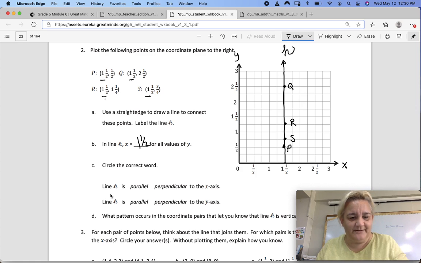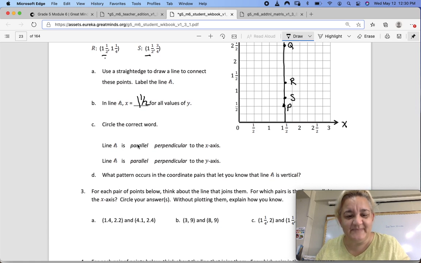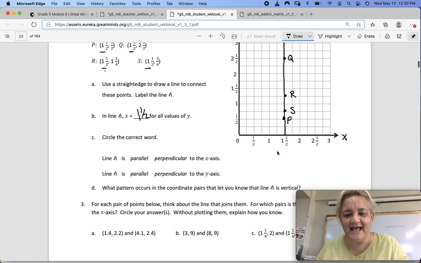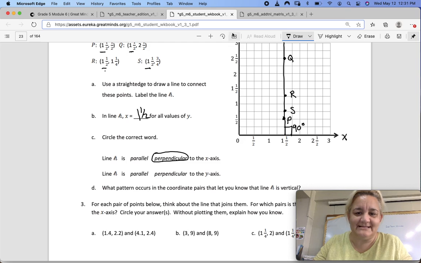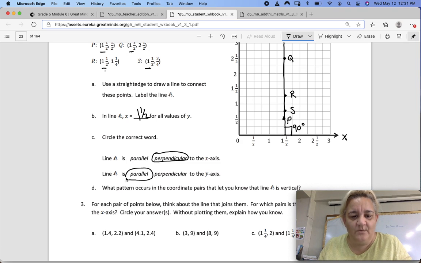Circle the correct word. Line H is parallel or perpendicular to the x-axis. So this is the x-axis, and it runs along here. Remember, we're creating a little 90-degree angle there. That would make it perpendicular. Those are our vocabulary words. I hope you know them. Perpendicular and parallel, super important. Line H is parallel or perpendicular to the y-axis. Here's the y-axis, and it runs straight up and down just like it. So it's parallel to the y-axis.